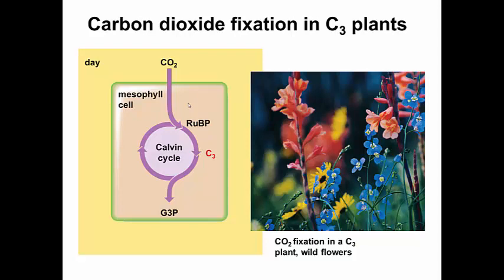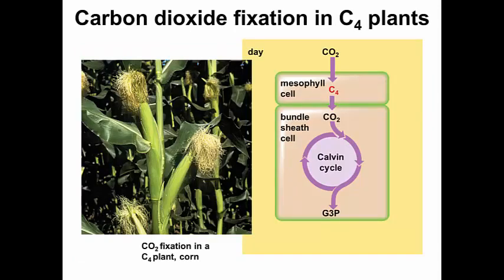However, if you have a drought, then C3 plants start to suffer because they need to close their stomata. When they close their stomata, they can no longer carry out photosynthesis. So they're in trouble. That brings us to C4 plants.